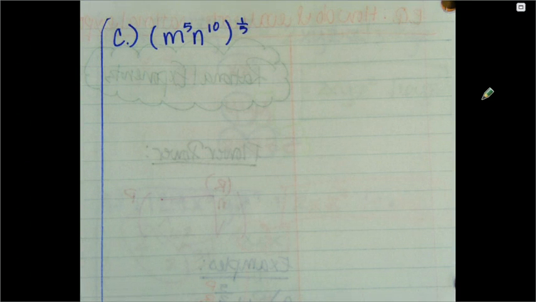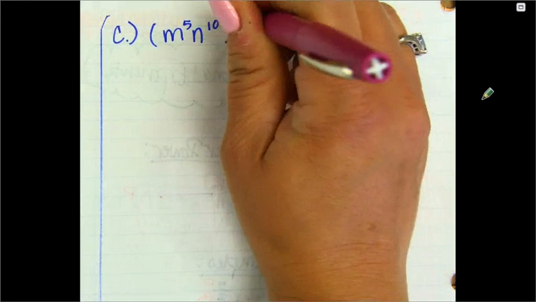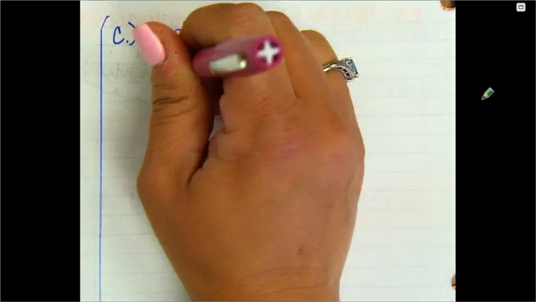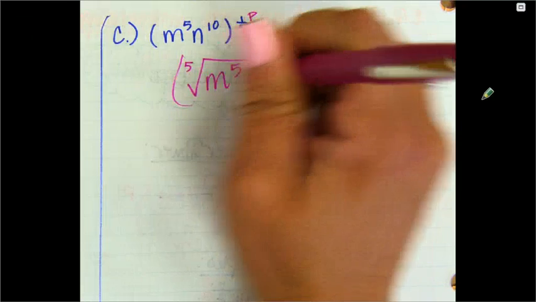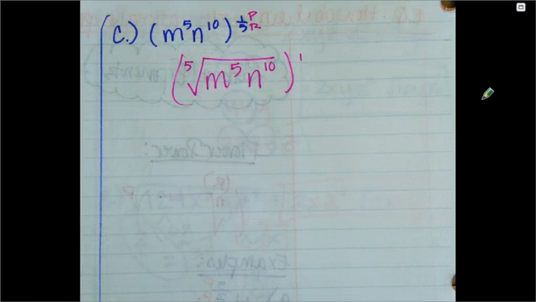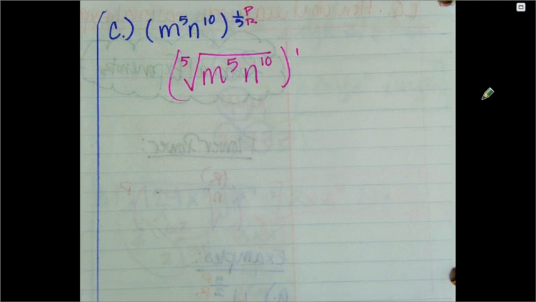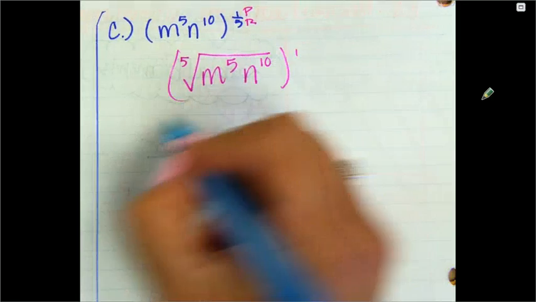All right. You have to rewrite it. The 1 is your what? Power. The 5 is your root. If you do not rewrite this, you are what? Wrong. You're wrong. You have to rewrite it. Got it? Okay.